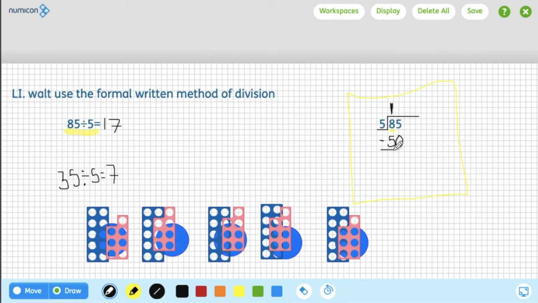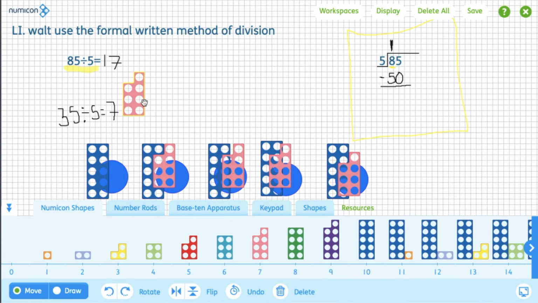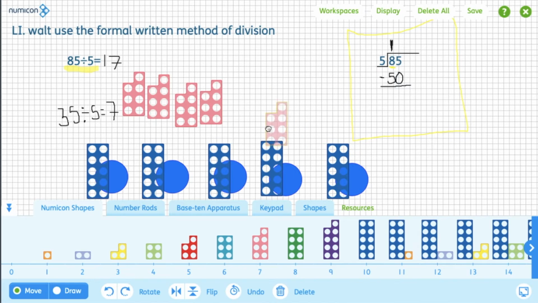So I'm going to pop that over the top there. Okay, now I have to take away this 50, just like we did when we were moving our shapes. We got rid of these 50 first. So 1 here, I put 10 here, I put 10 here, I put 10 here, and I put 10 here. That's the 50, that's the 50.